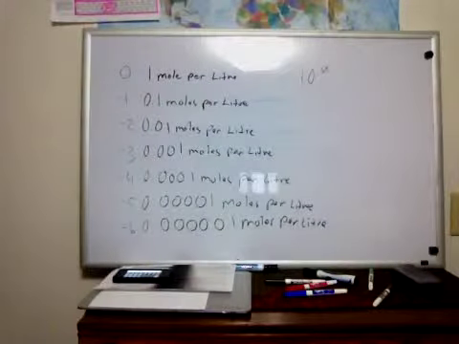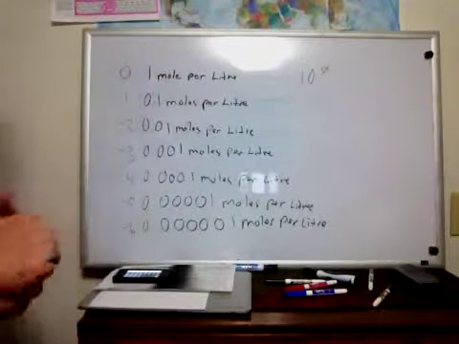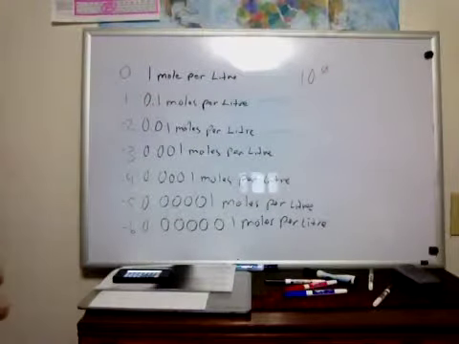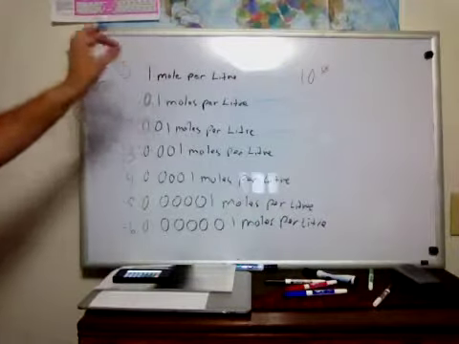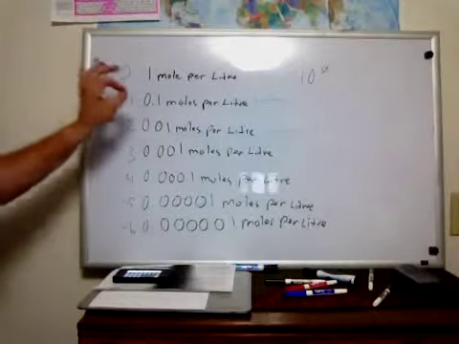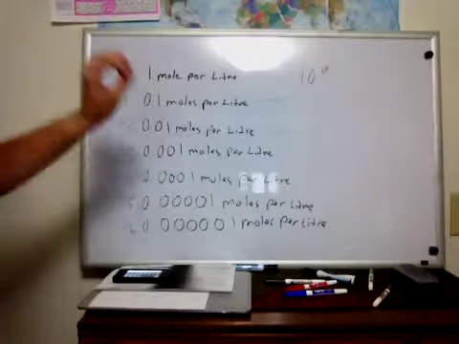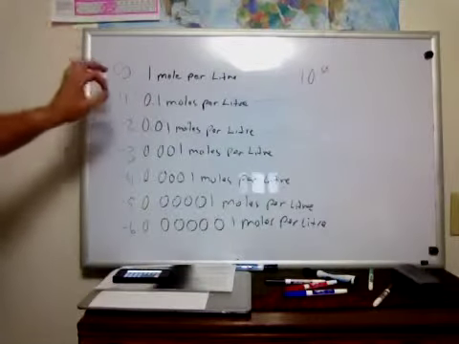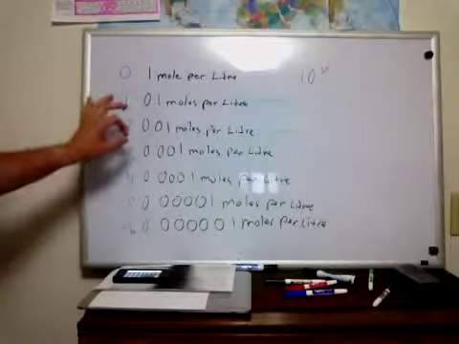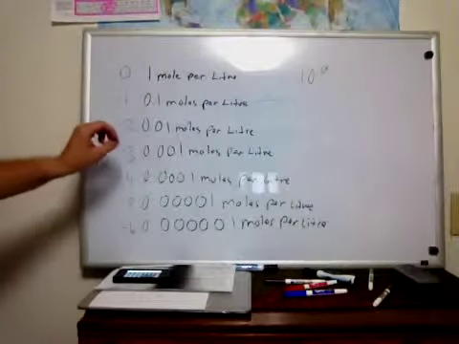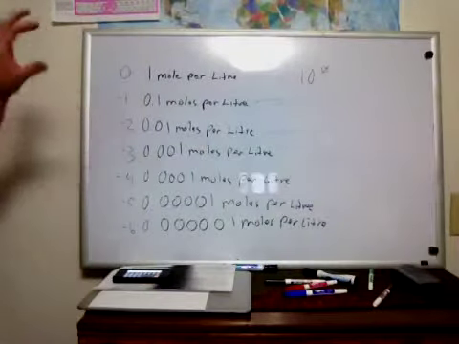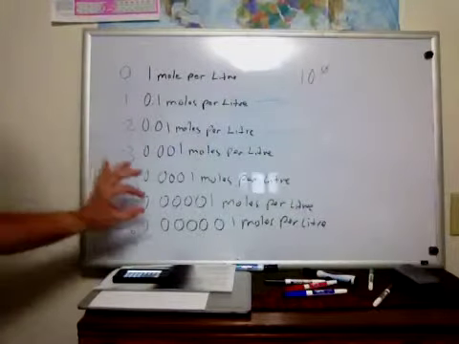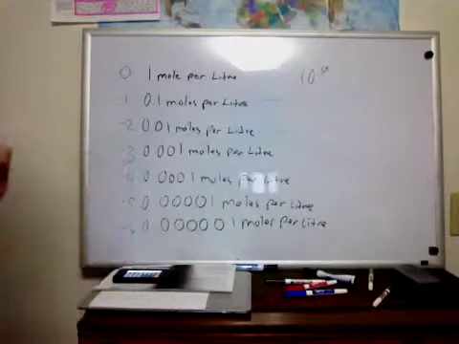Then let's say I take that 1 mole in a liter and I dilute it and make it 10 times weaker. If I start out at 1 mole and make it 10 times weaker, that gives me 0.1 moles, 1/10 of a mole per liter. Now let's say I make the acid concentration, because that's what we're talking about here, another 10 times weaker. That's going to be 0.01 moles per liter. And then another 10, and another 10, and another 10, and another 10.